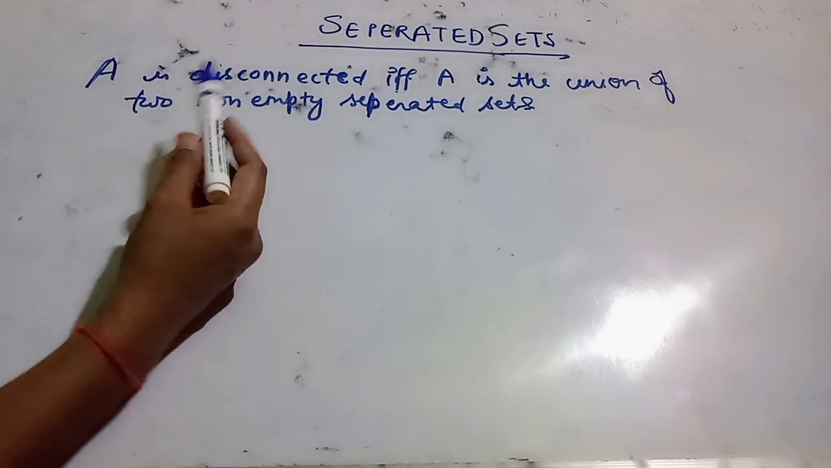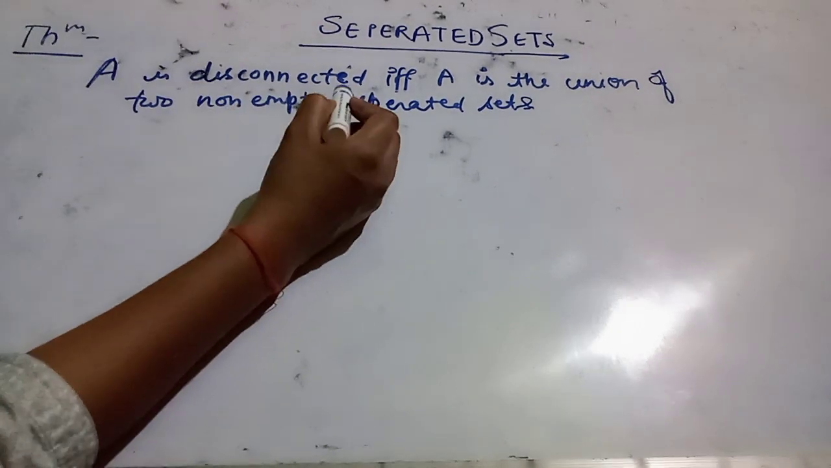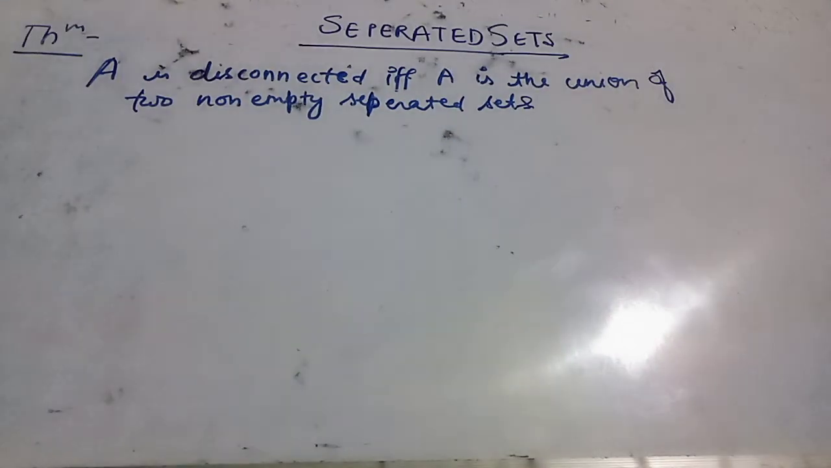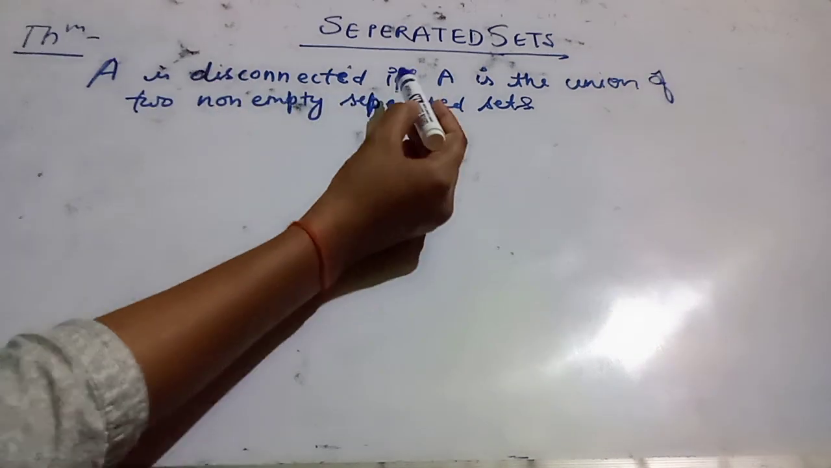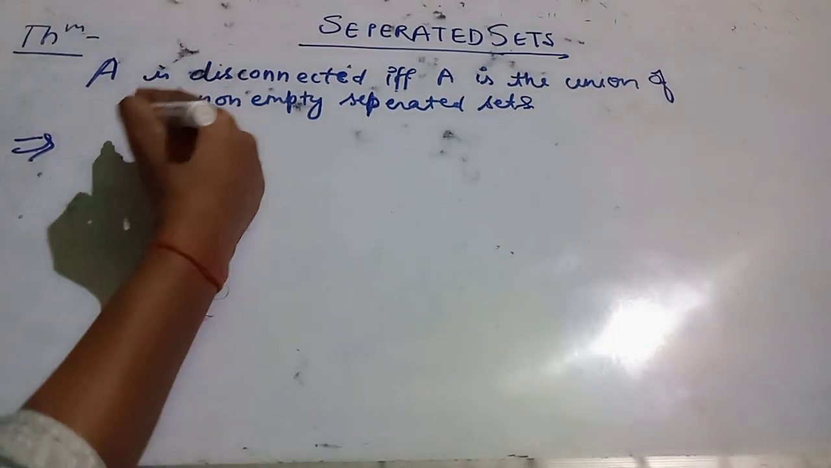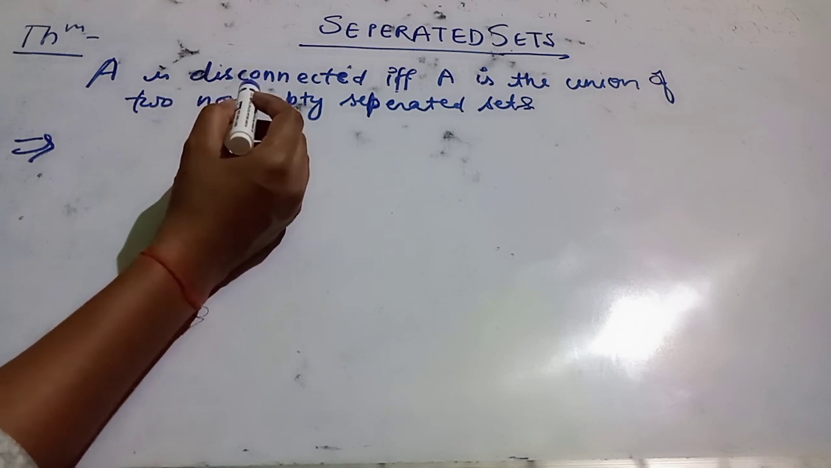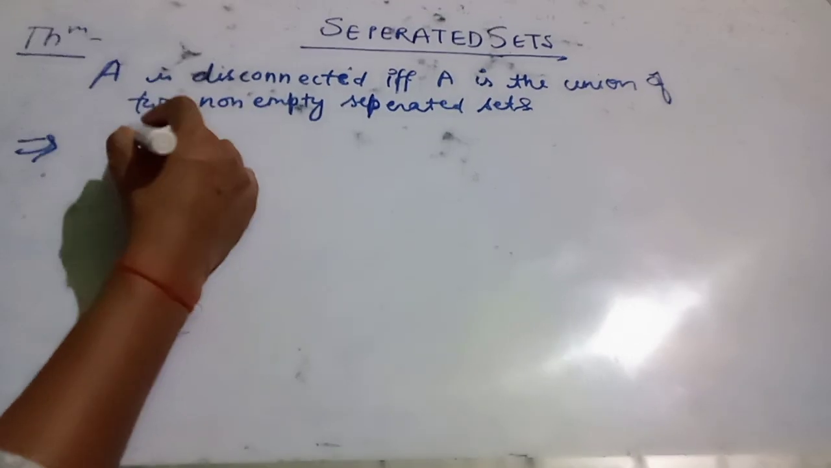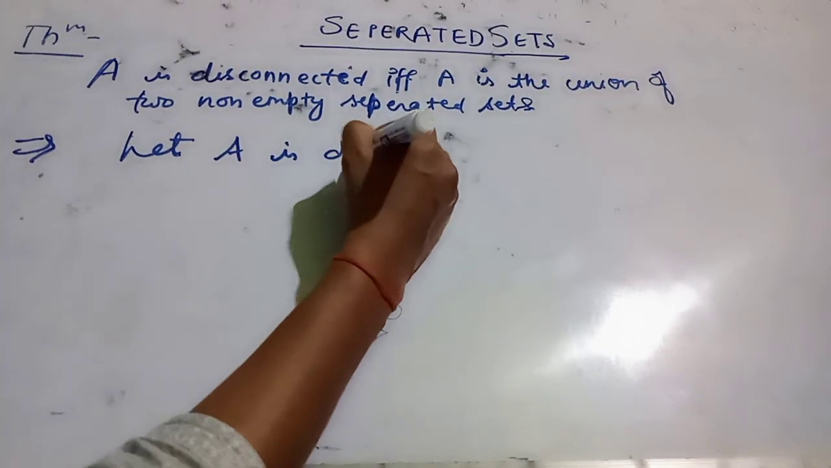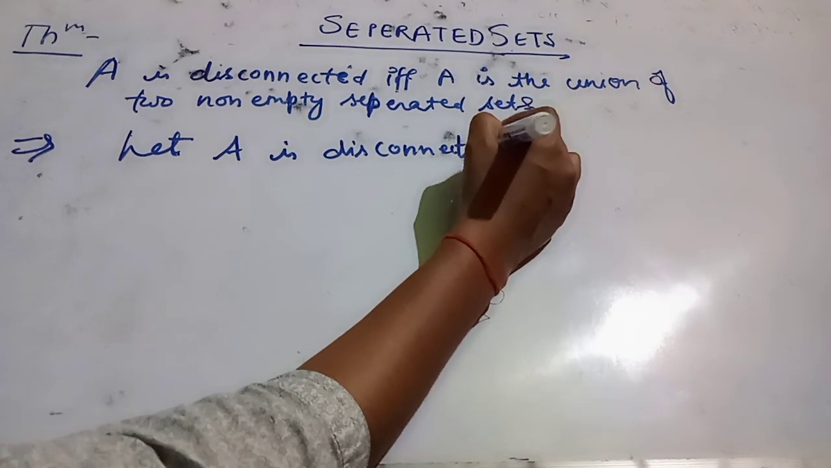So this is a theorem, and let us discuss it, okay. What is this theorem saying? A is disconnected if and only if A is the union of two non-empty separated sets. So when A is disconnected, A is the union of two non-empty separated sets. Let's see how to solve it. First, what is the definition saying? That A is disconnected. So what we have to do here is suppose, or let, A is disconnected.